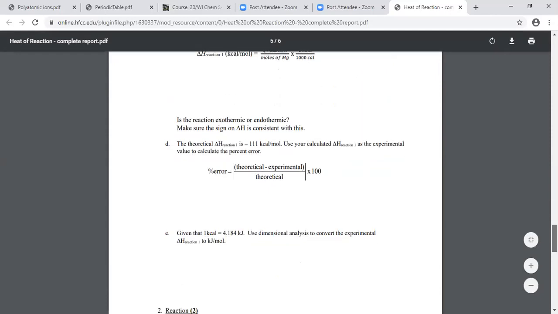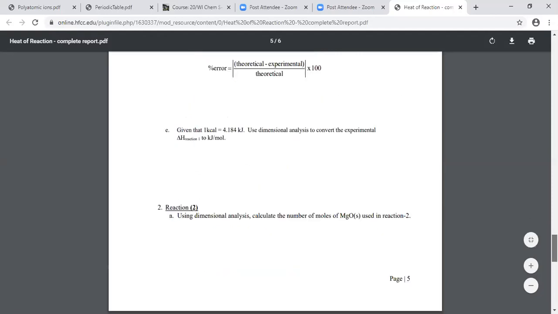You are then going to calculate percent error. Remember, theoretical is how much should be able to be produced, and experimental is what we did in the experiment. You plug those in and multiply by 100 to get a percent. Then we're going to convert the experimental into kilojoules. We gave you this here: 1 kilocalorie equals 4.184 kilojoules. And then you're going to repeat the process with the other experiment.